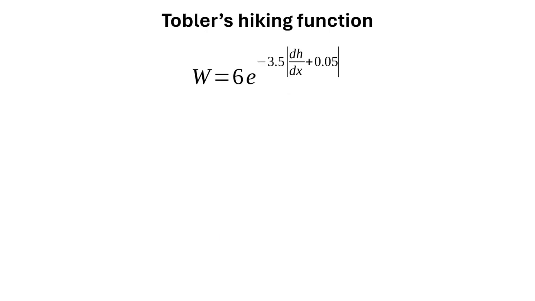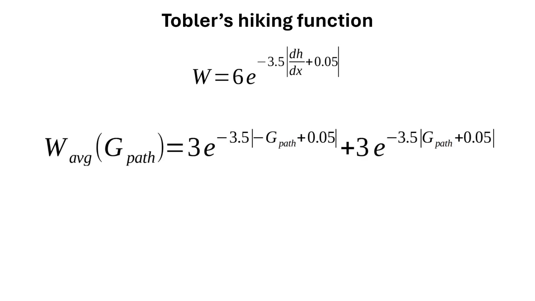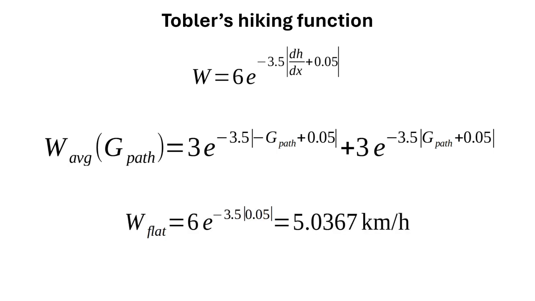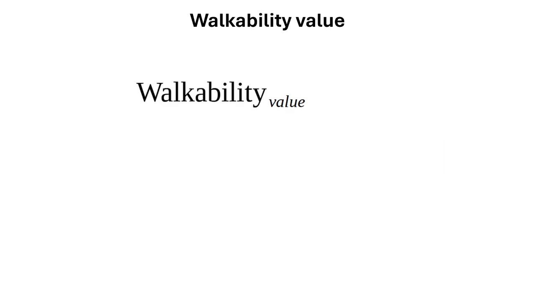To account for both uphill and downhill travel, we will take the average value, which gives us the function W average. We also define W flat as W average when the path gradient is 0, which gives us the value 5.0367. Now, we can find the expression for the walkability value.